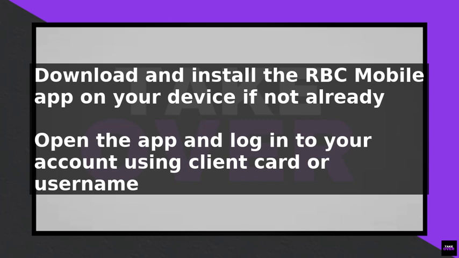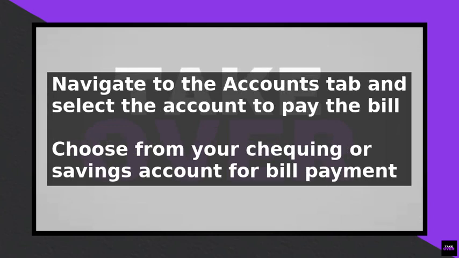if you haven't already. Once installed, open the app and log in to your account using your client card number or username and password. After logging in, navigate to the Accounts tab and select the account you want to use to pay your bill. You can choose from your checking or savings account.